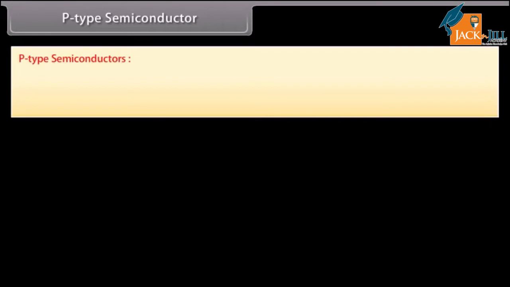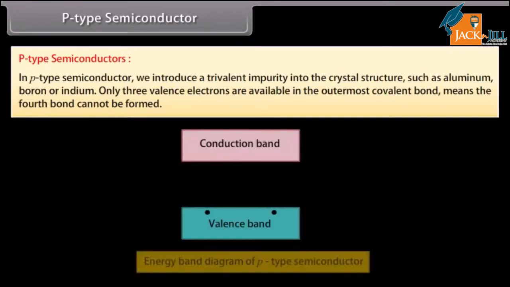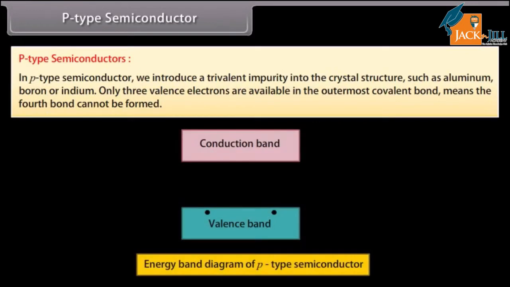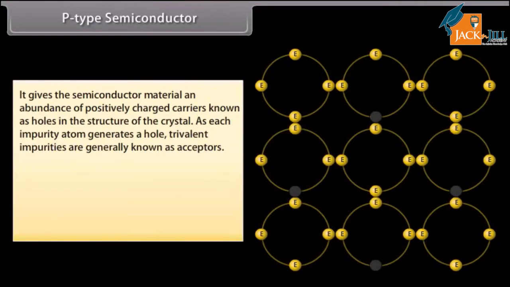P-type semiconductors. In a P-type semiconductor, we introduce a trivalent impurity into the crystal structure, such as aluminium, boron, or indium. Only 3 valence electrons are available in the outermost covalent bond, which means the 4th bond cannot be formed. It gives the semiconductor material an abundance of positively charged carriers known as holes in the structure of the crystal.